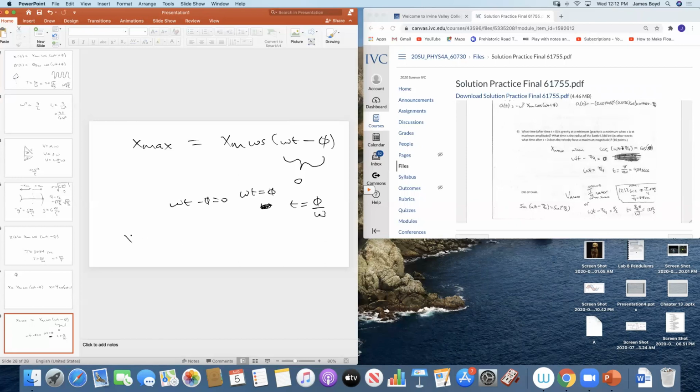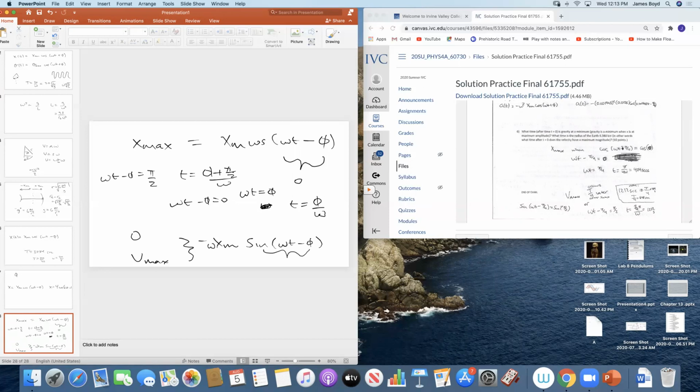And V is a max when it is X max times omega with a negative sign times sine of (omega t minus phi). So when omega t minus phi is equal to pi half, that means t is equal to phi plus pi half, all over omega, I believe is what we did there.